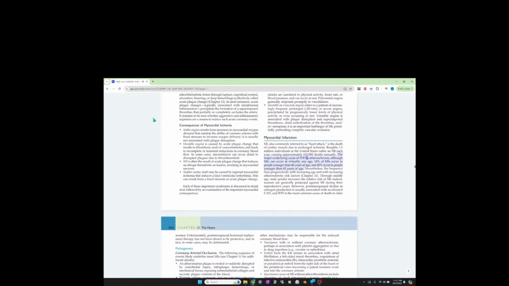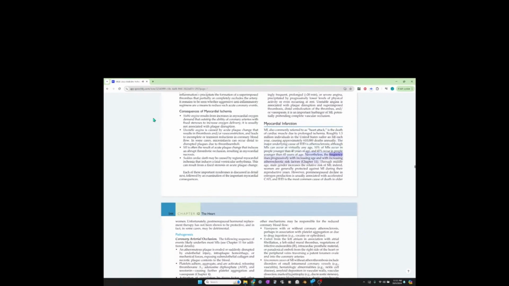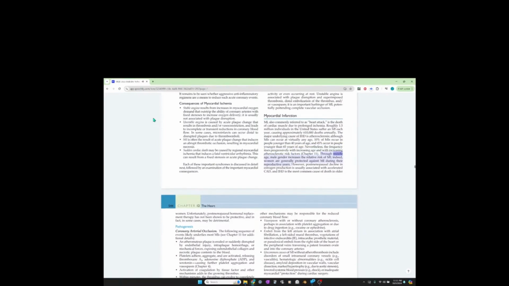Although MIs can occur at virtually any age, 10% of MIs occur in people younger than 40 years of age, and 45% occur in people younger than 65 years of age. Nevertheless, the frequency rises progressively with increasing age and with increasing atherosclerotic risk factors. Through middle age, male gender increases the relative risk of MI. Indeed, women are generally protected against MI during their reproductive years.